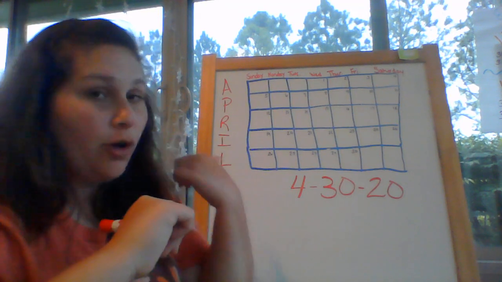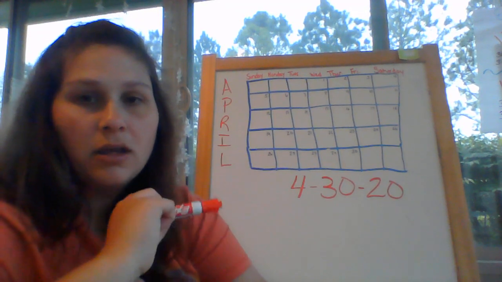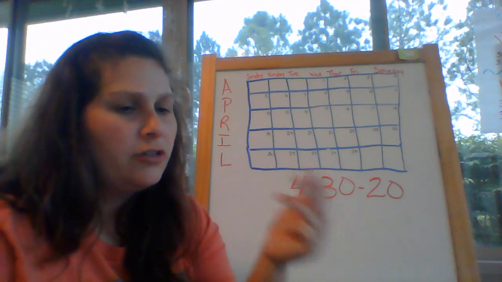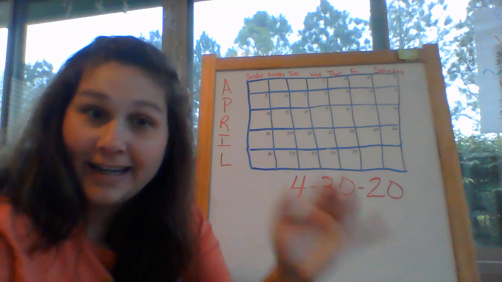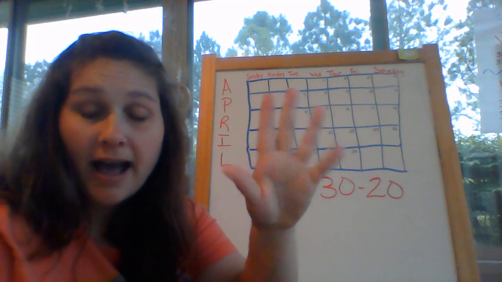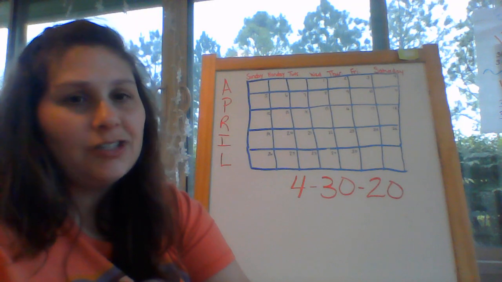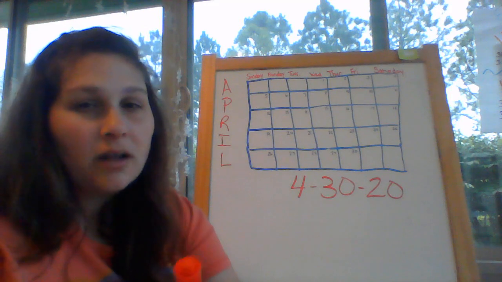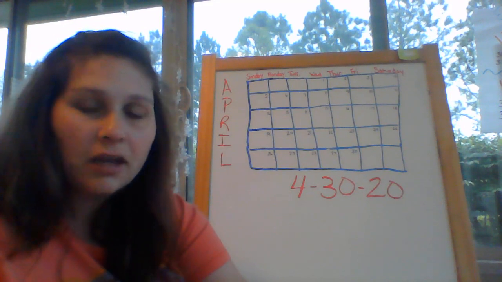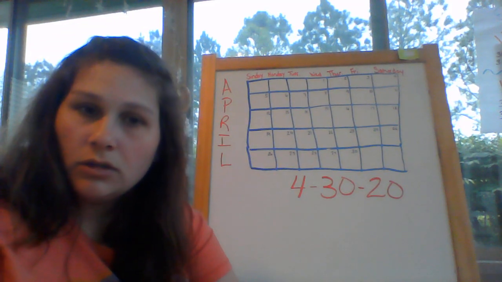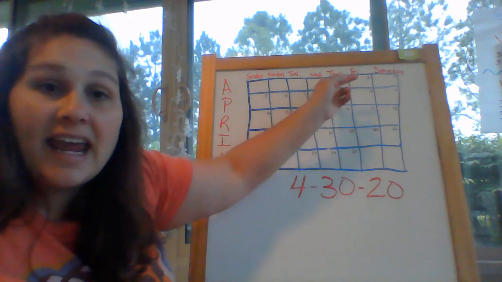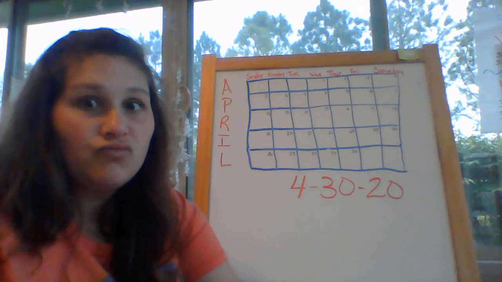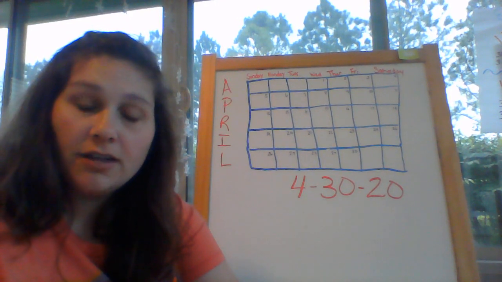Now, what do you think? So April, we're at April. What's the next month? What comes after April? January, February, March, April, May. May is month number 5. What day do you think May is going to start on? Is it going to start on a Sunday because that's the beginning of the week? Is it going to start on a Wednesday because April started on a Wednesday? What day is it going to start on?